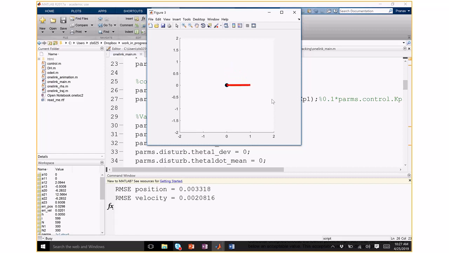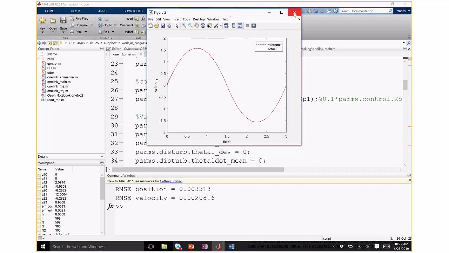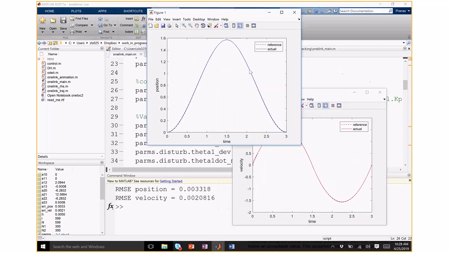1000. Okay, done. It's perfect, right? You can barely distinguish the reference, the dashed line, from the solid line. It's perfect.